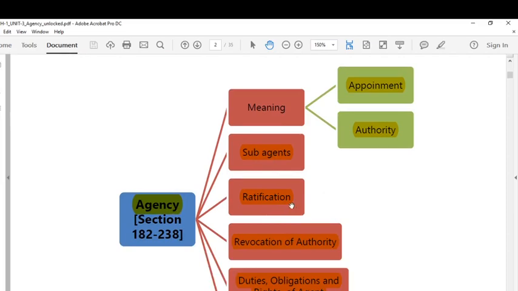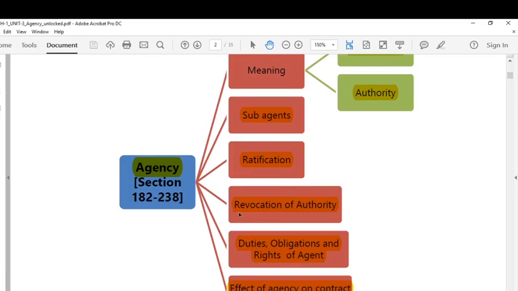And the next one is ratification of actions of an agent by the principal, how it will be carried out, and what are the certain essentials of a ratification of certain actions will be discussed here. And revocation of authority, which is leading to the termination of agency, and what are the various modes of termination of agency will all be discussed under this topic.